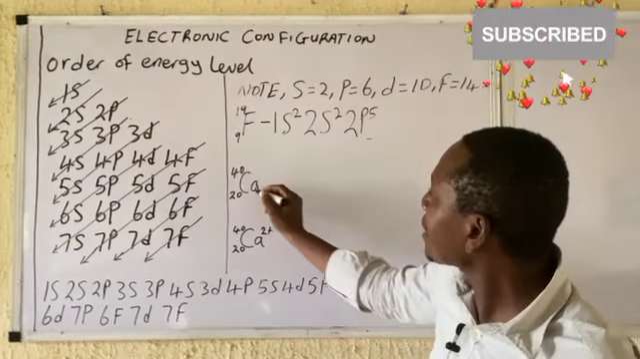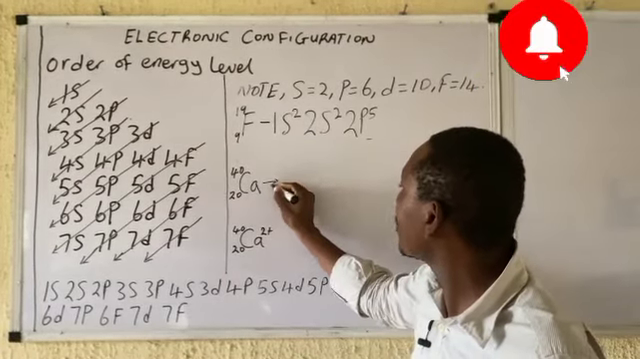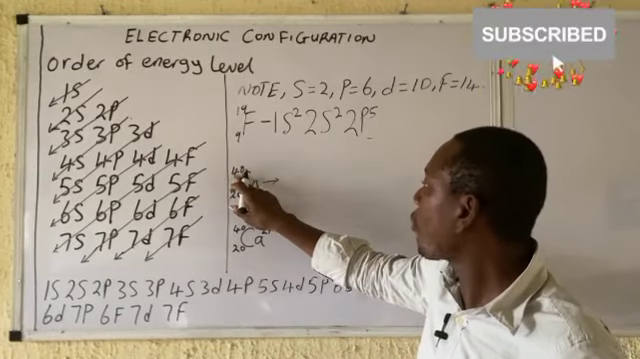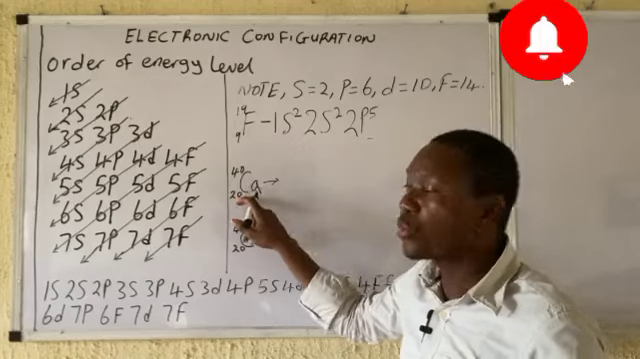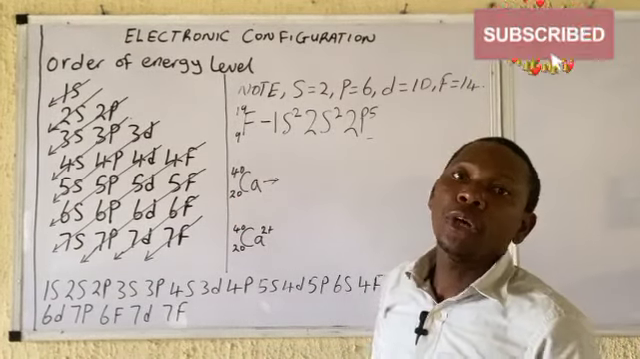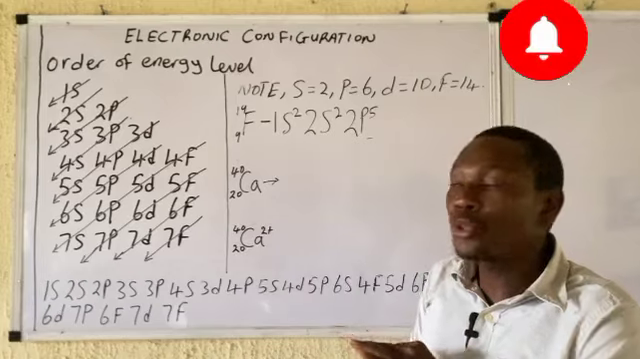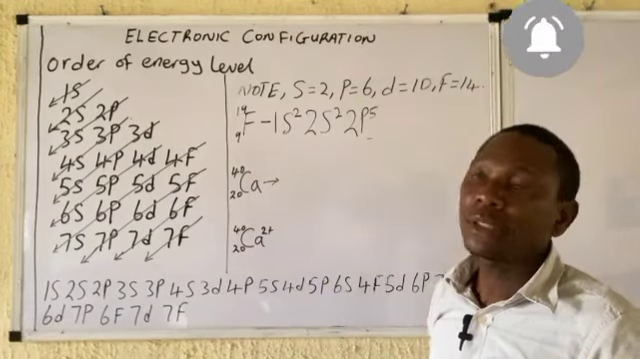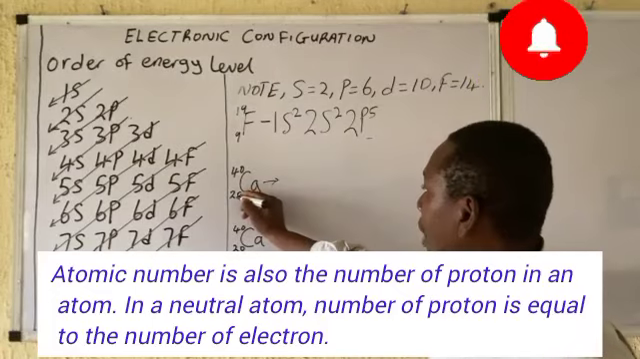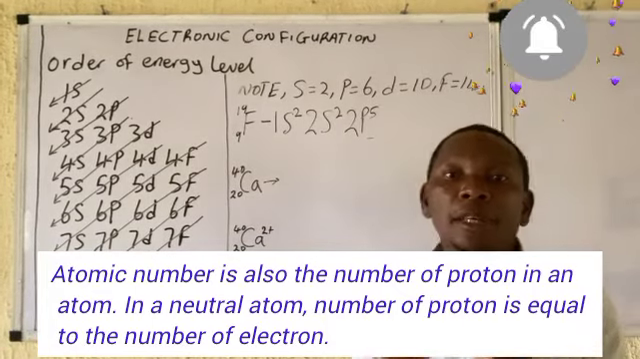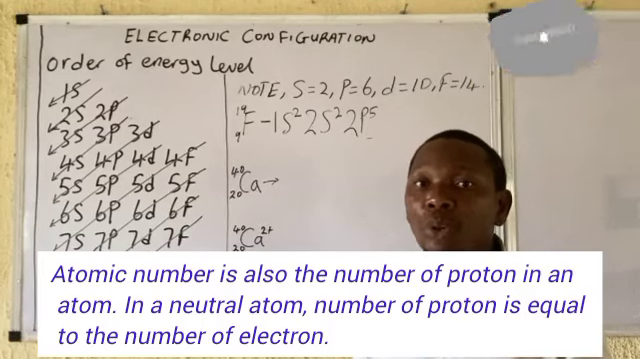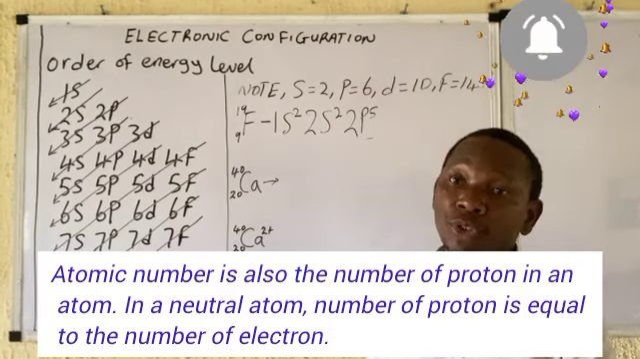All right. Now let's assume that you are asked to write the electronic configuration of calcium. Calcium has mass number 40 and atomic number 20. Note that the atomic number is equal to the number of electrons if the atom is neutral, if there is no charge on it. In this case, it is neutral. So we are going to work with 20, because the number of protons is equal to the number of electrons if the atom is neutral.